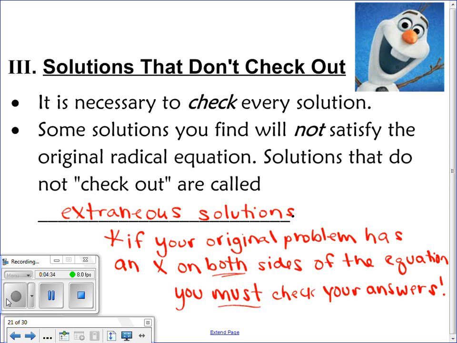So what's going to happen is you're going to see an x on one side, and then you're going to see an x on the other side, and I can't actually put them together because one's under a radical and one's not. So you got these two x's, but I can't do anything with them from the start. If that happens, you need to check them because sometimes extraneous solutions happen. Okay?